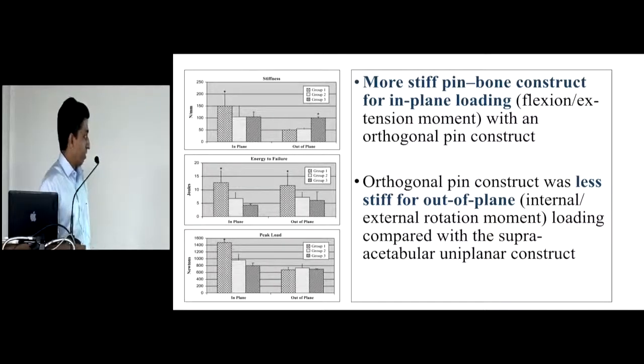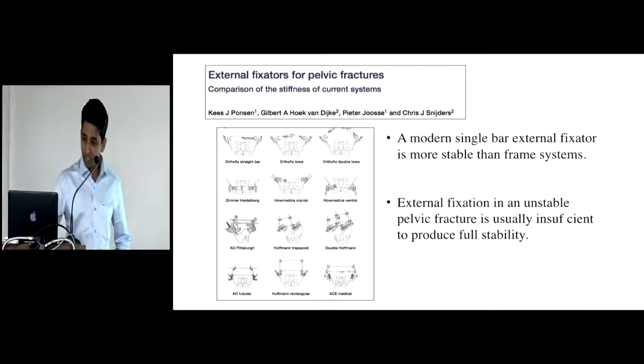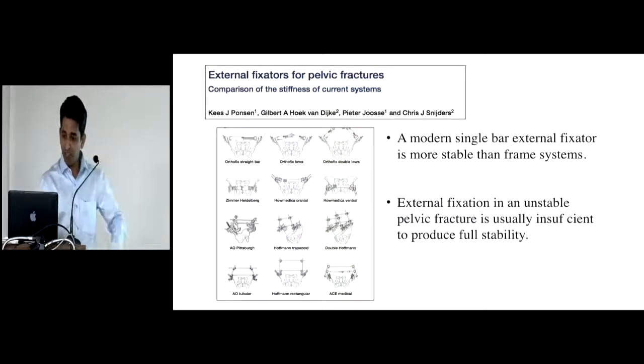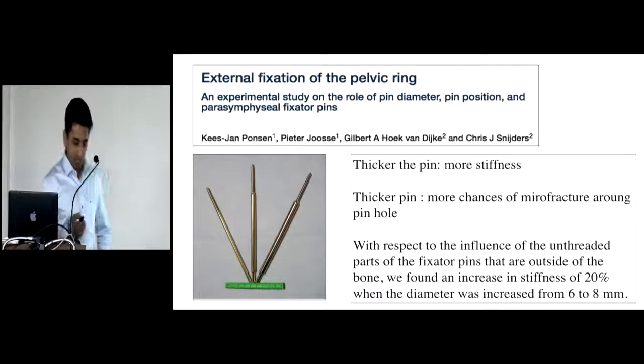But when these are out of plane, that is the vertical shear, they do not do better than the supraacetabular kind of fixator. And different fixator frames were studied, and the finding was that it is insufficient to provide full stability in a vertically unstable pelvis fracture. For the pin diameter, it follows the same thing. The larger the pin diameter, the better the stability.